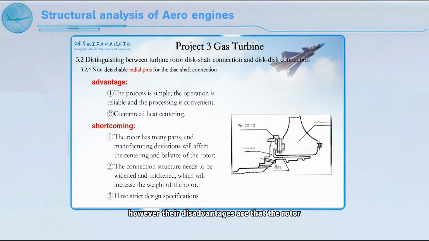However, their disadvantages are that the rotor has many components after connection, and manufacturing deviations can affect rotor centering and balance. The connection requires wider and thicker structures, which increases rotor weight. Furthermore, radial pin connections have strict design specifications and are not suitable for all applications.